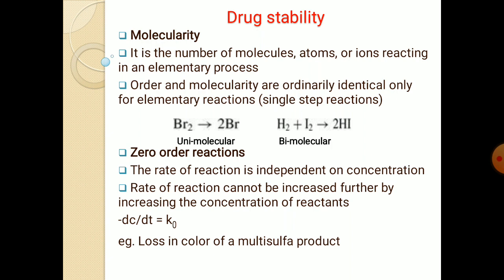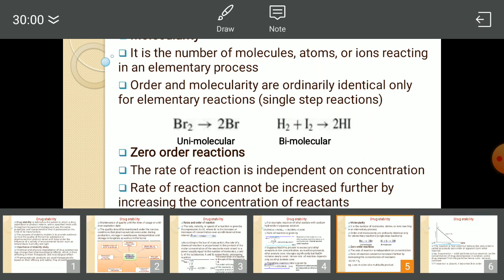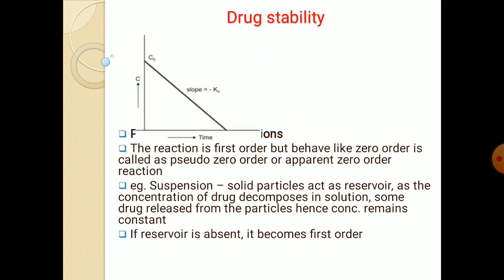The example of zero order reaction is the loss in color of the multisulfur product. The multisulfur drugs generally have color, and it was observed that in the case of the multisulfur product, color fading occurs. They are colored compounds. There is a fading of color during storage, but it was found that the decrease in intensity of the color is not dependent on the original color or original intensity of the color.